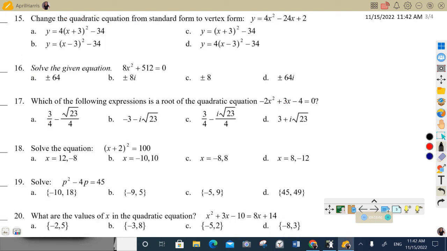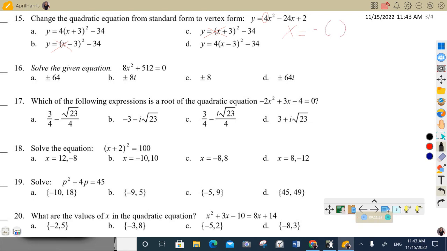All right, number 15 wants you to change the quadratic equation from standard to vertex form. First of all, I want you to remember that your leader is always your leader. So since a is 4, a should be 4. And these two do not have an a of 4. So what you're going to notice is the other two equations are exactly the same except for the x value of the vertex. So how do you find the x value of the vertex?